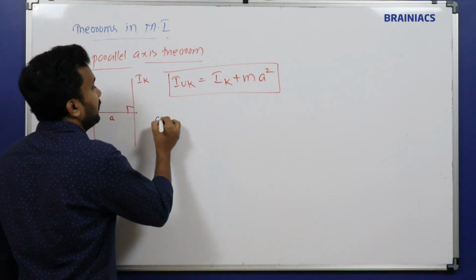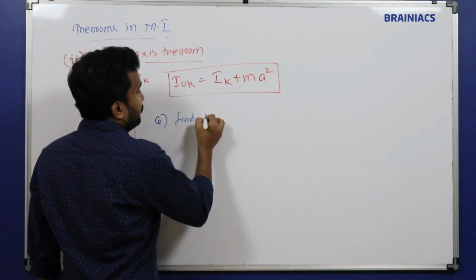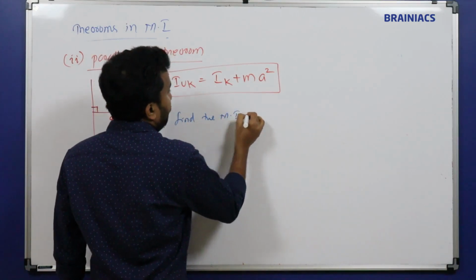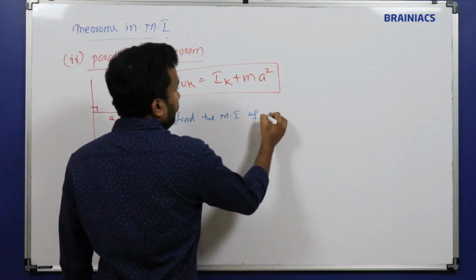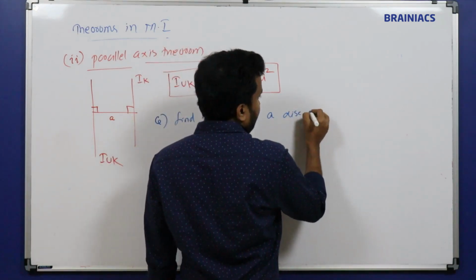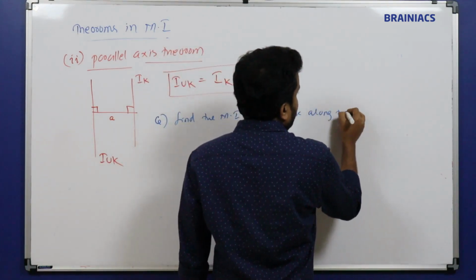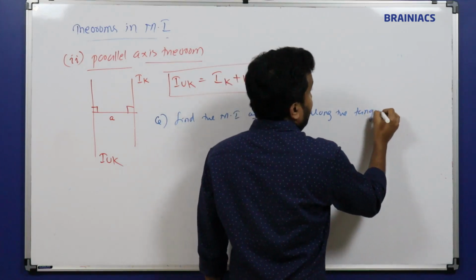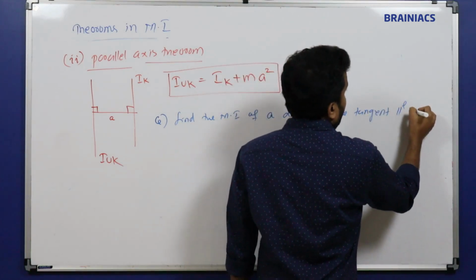So write down one question. Find the moment of inertia of a disk along the tangent parallel to diameter.